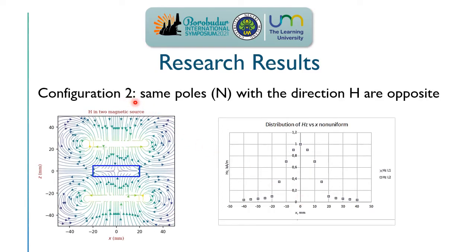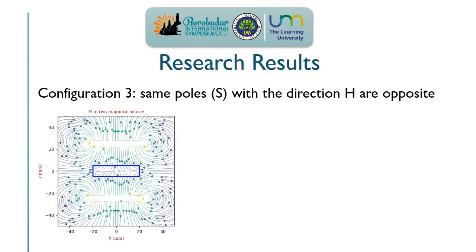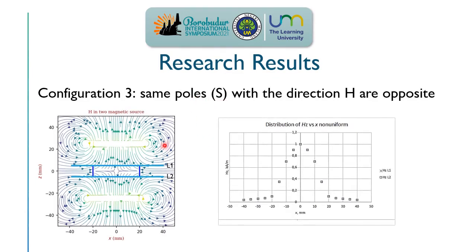In configuration 2, the north symbols with the direction of H are opposite. We see this, and this is the distribution. This is L1 and L2. Configuration 3, south symbols with the direction of H are opposite. This is the same result as configuration 2.